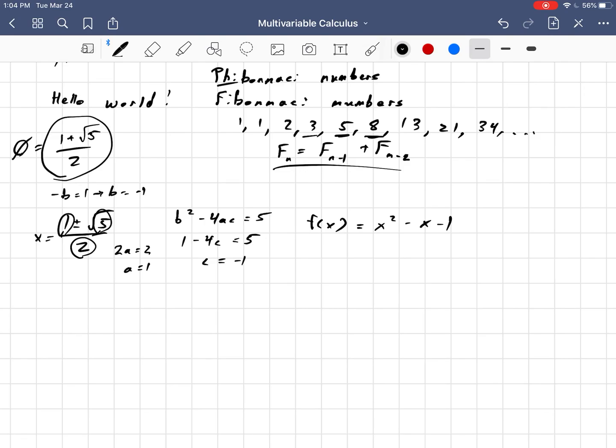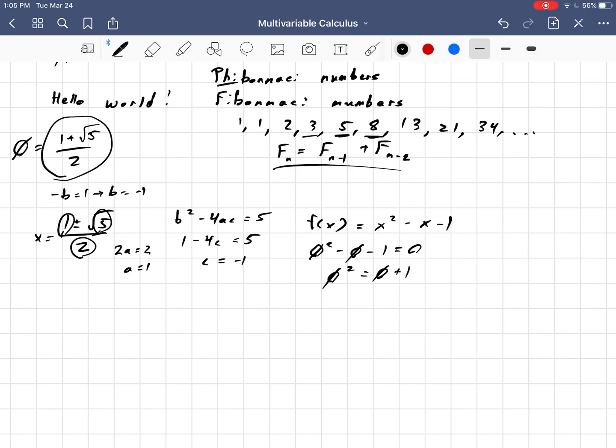And so let's consider this polynomial here. We know that it has a root of phi, the golden ratio. So this means that when I plug in phi, I'm going to get 0. So phi squared minus phi minus 1 is equal to 0. And in other words, phi squared is equal to phi plus 1. That's a pretty cool property on its own, right? You square the number, that's the same thing as just taking it and adding 1.